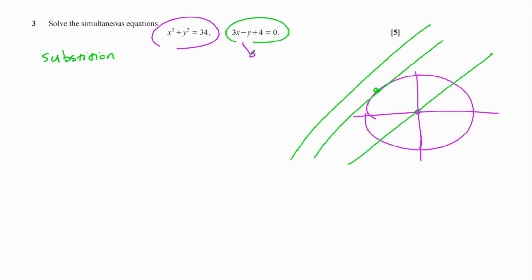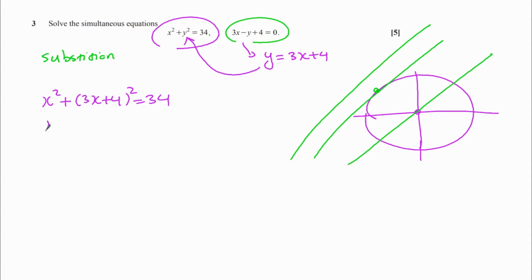So from here, if I take the minus y to the other side, it becomes plus y, so y would be equal to 3x plus 4. Now I'm going to replace this y in here and write it in here. So x squared plus (3x plus 4) squared equals 34.